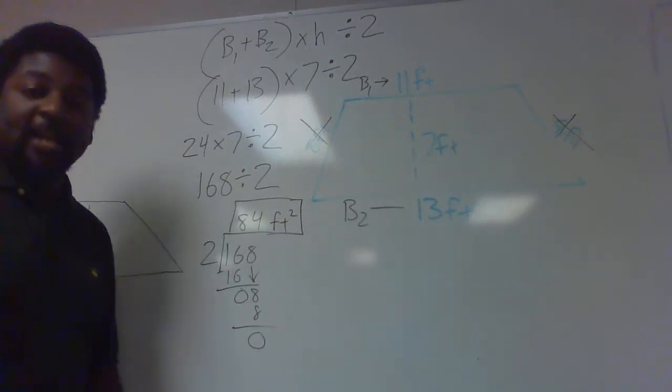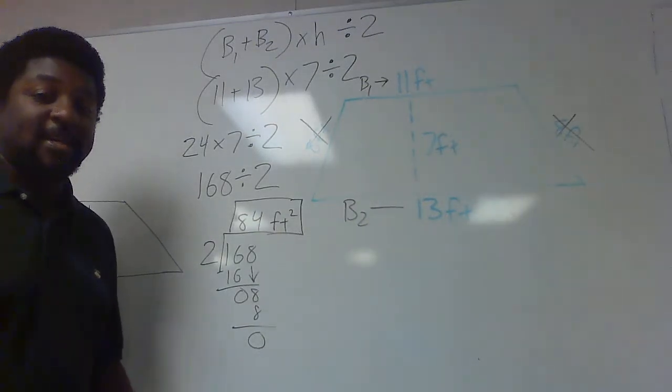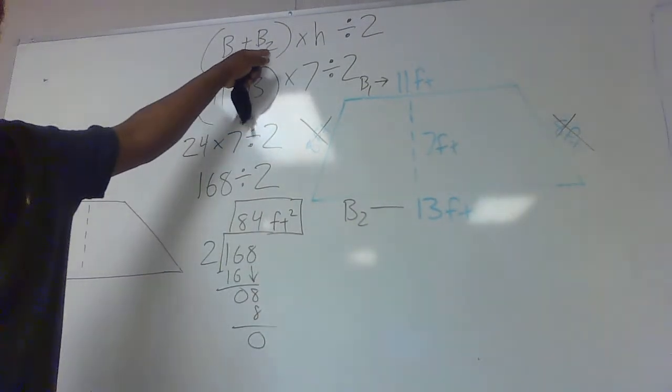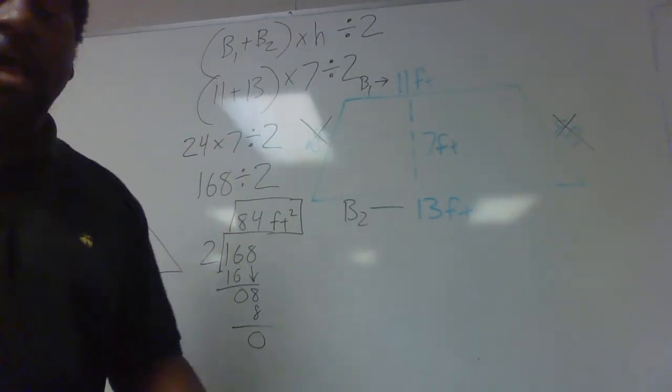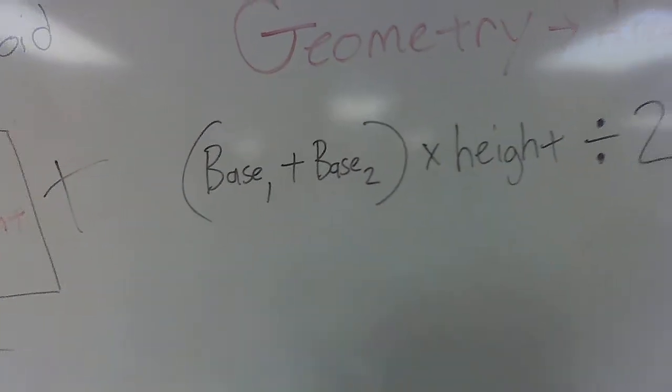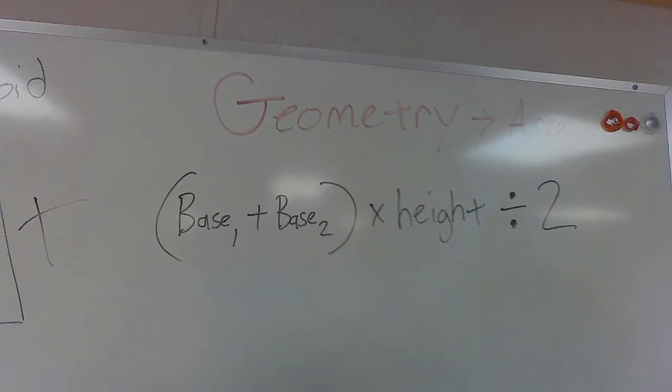Y'all, I've actually decided I'm only going to have you guys do trapezoids today because it is kind of a lot. But please make sure you guys take your time. Add your bases, multiply times your height, divide by 2. I'm actually going to take you back to the formula here in case you still need it. Base 1 plus base 2 times height, divide by 2.